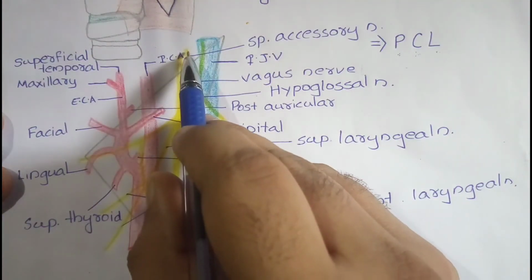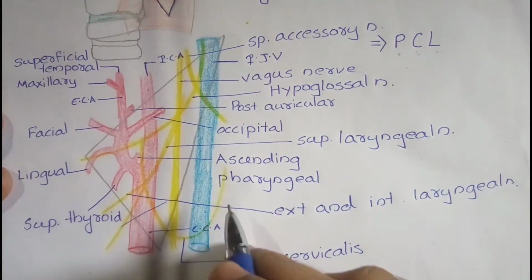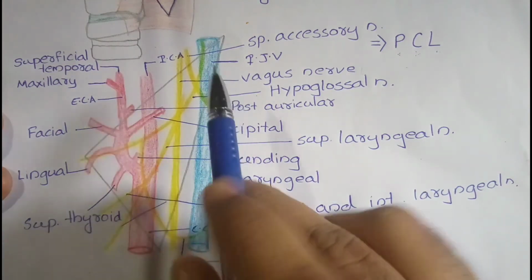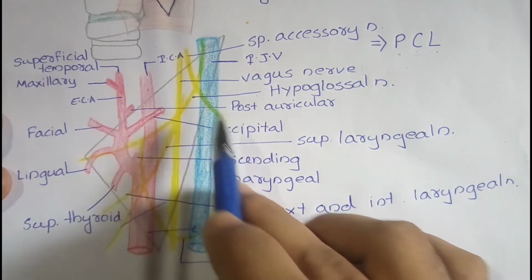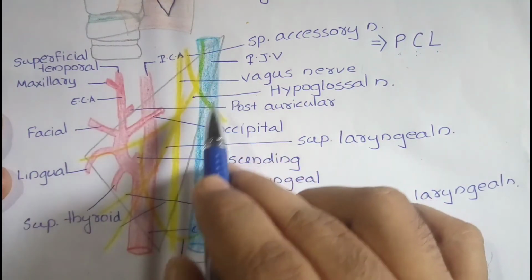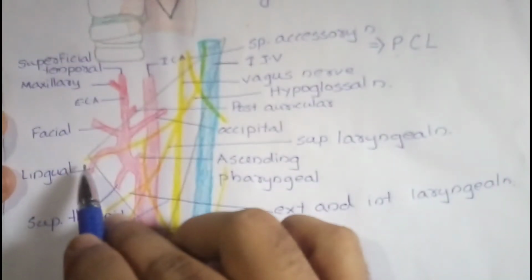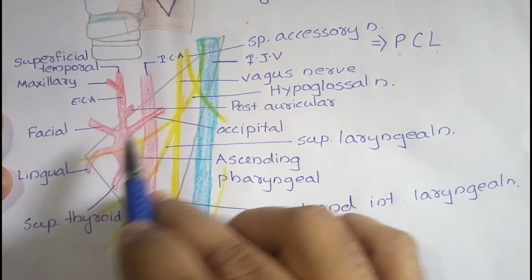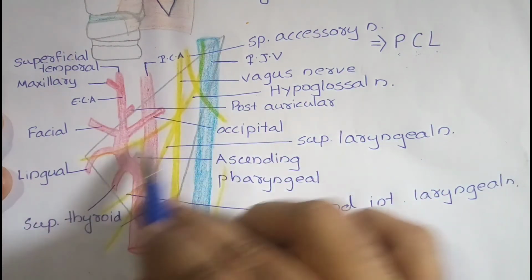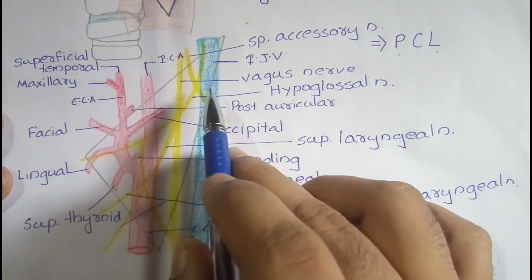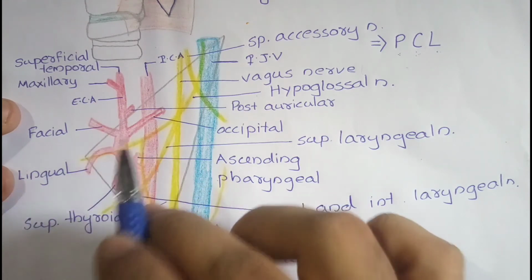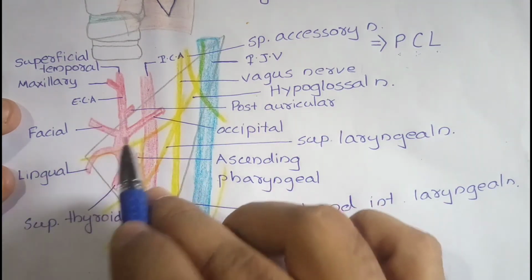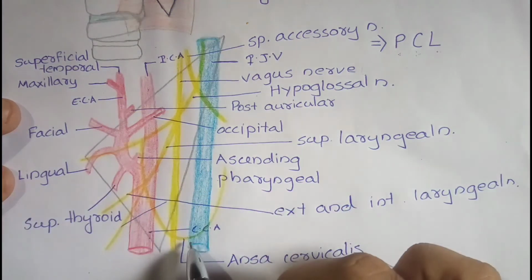Now for the spinal accessory nerve. The spinal accessory nerve runs backward over the internal jugular vein. And now for the hypoglossal nerve. It moves forward over the internal and external carotid artery. So the hypoglossal nerve is moving above the external and internal carotid artery, and this hypoglossal nerve gives a branch, the superior root or upper root of the ansa cervicalis.